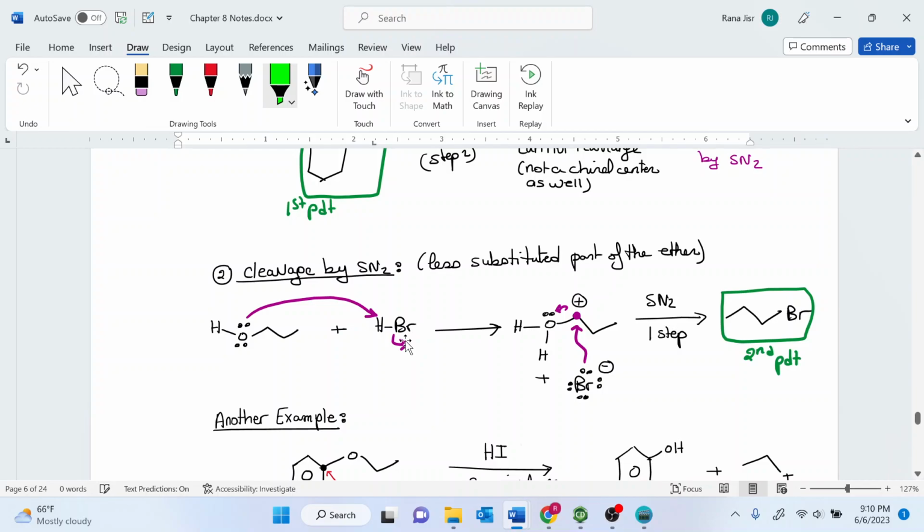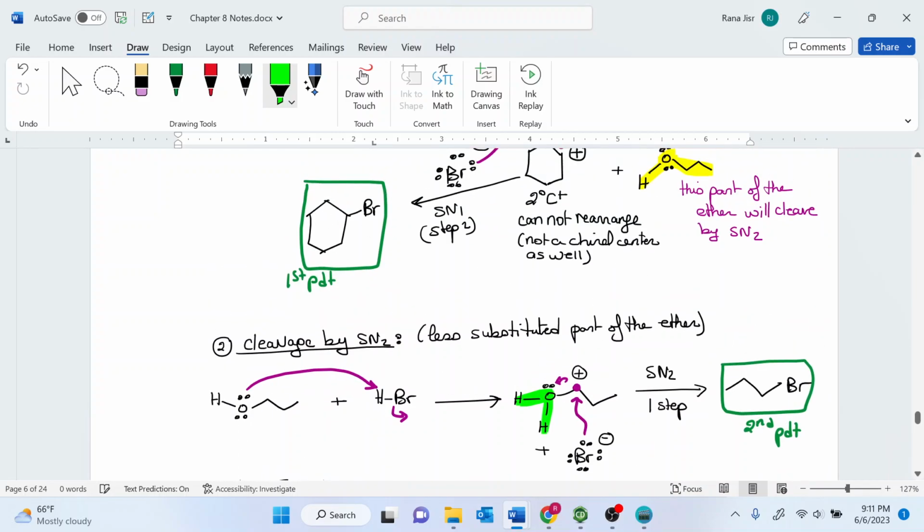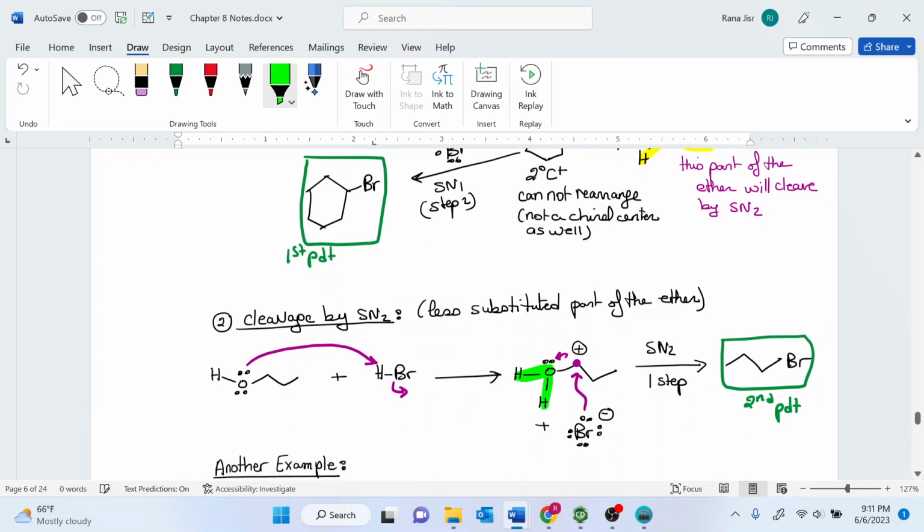Now I freed my nucleophile. Now water is an excellent leaving group. So this guy over here is a very good leaving group. So the bromine is going to come, it's going to attack by an SN2 mechanism. It is one step. The bromine attacks, water is going to leave, and you're going to end up getting your second product. So the overall products are these two products in there.